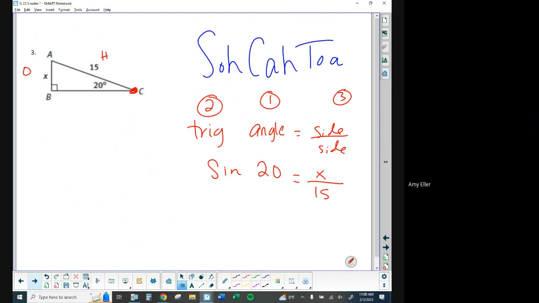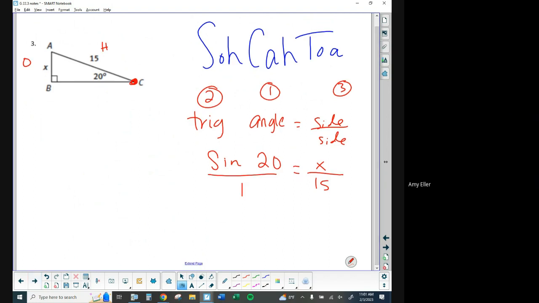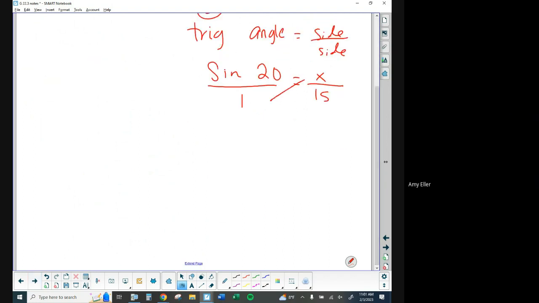Here's the most common question I get. How do I know if I should multiply or divide in my calculator? I would say keep working. Here's what I mean by that. I'm not ready to use the calculator yet. I need to make this a fraction and multiply across. 1 times x is x. Multiply that. 15 times sine of 20.